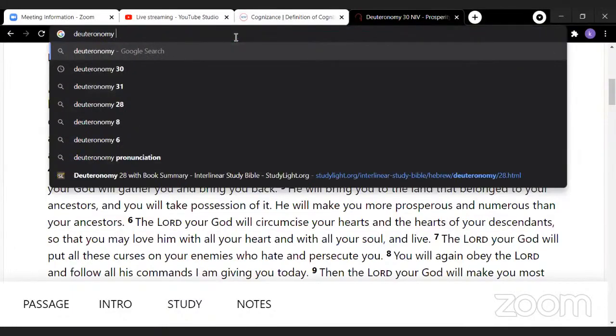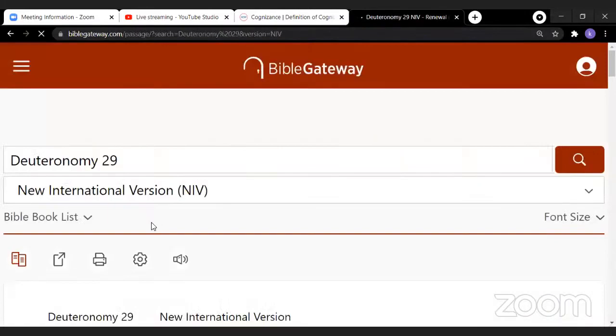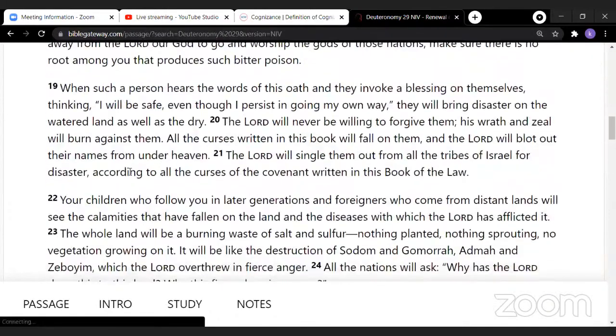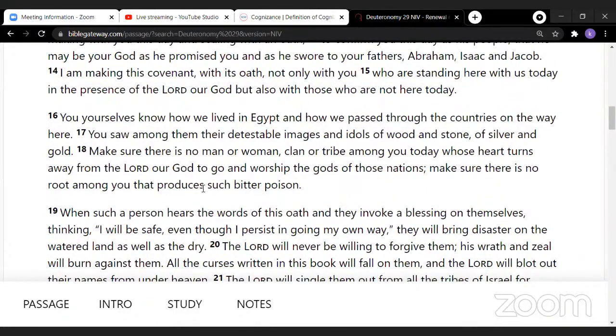And then Deuteronomy 29, and this takes it back to the lesson we're doing right now, what we opened up talking about: the effect or impact that this fear of hell, burning in hell, has on us. Deuteronomy 29, verse 19, verse 20. It says, and the Most High will never be willing to forgive them. Forgive them for what? Let's start back at verse 18.